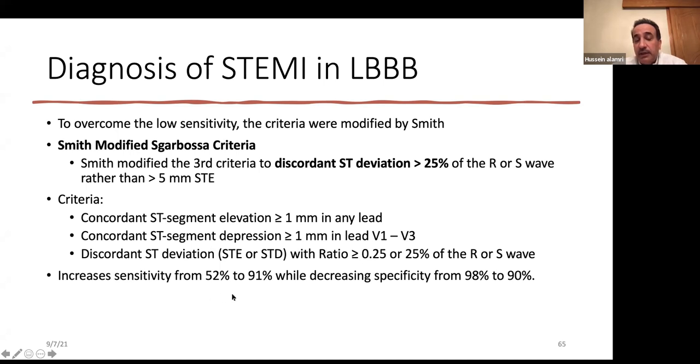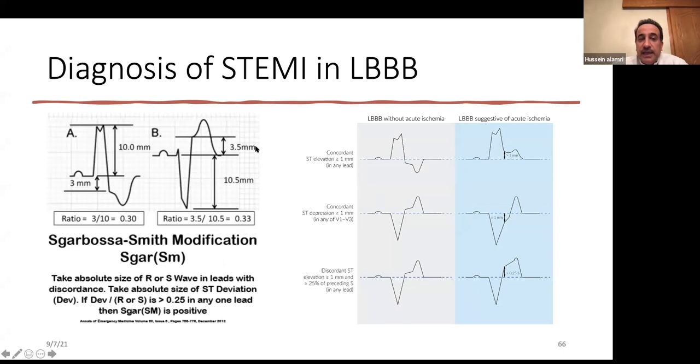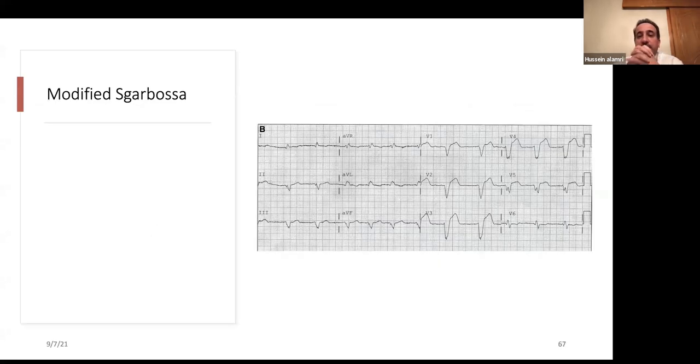And this increased sensitivity from 52 to 91. And if you notice here, 52 is different from 38 because of taking the two criteria together. But the specificity decreased to 90%, which is still excellent compared to Scarbosa criteria. So what he did exactly is that he took the ST depression in relation to the R wave or the ST elevation in relation to the S wave. So if this is more than 25%, it is ST elevation MI with high sensitivity and specificity. The first two criteria are the same, but the third one is different from Scarbosa, where you consider the ratio of the ST deviation to the R or the S wave. Okay, let's apply this criteria to this lead.